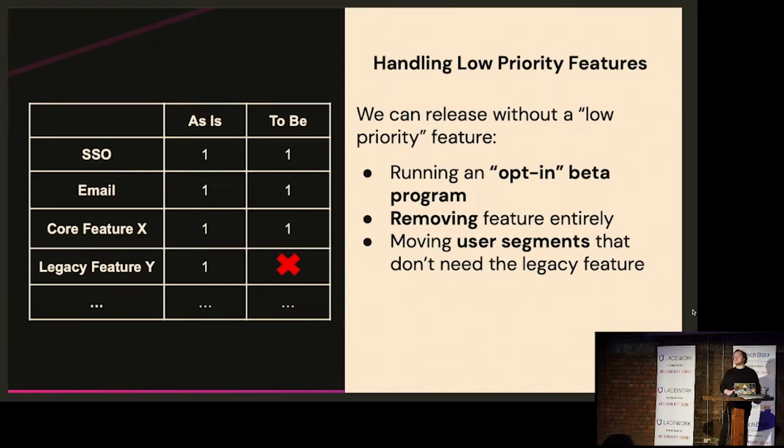We could remove features entirely. Maybe they're not generating a lot of revenue for the business. Maybe we need to force people to move away from their SMTP uploads that they may be using rather than the new and improved form system that we've built. And we can actually identify user segments from analytics that are not using that legacy feature and migrate them automatically.